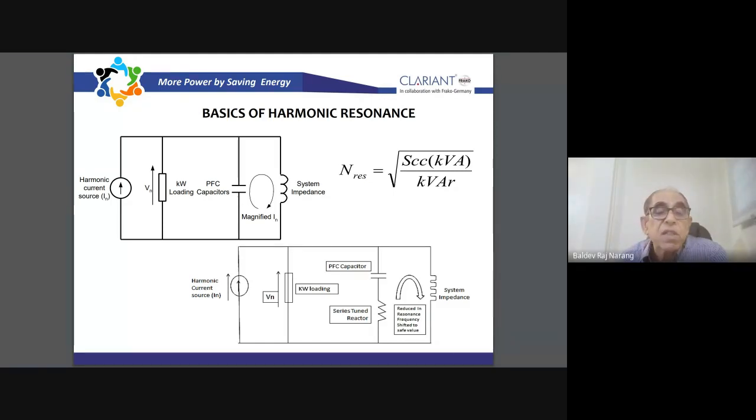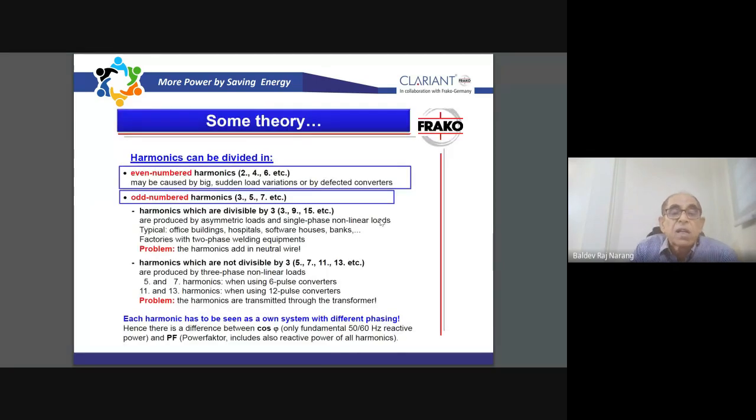Yes, sir. So I was discussing this: C and L are in a parallel combination, and this is causing the resonance, and resonance means very heavy current. Normal harmonic current itself is a problem, but resonance current is much bigger. So the capacitor fails, and the resonance condition we have to immediately take care of, otherwise the system will fail.